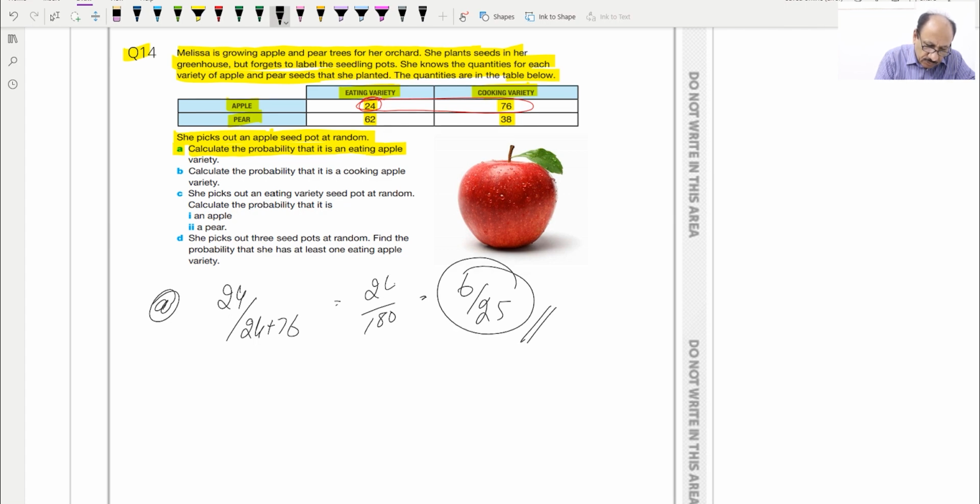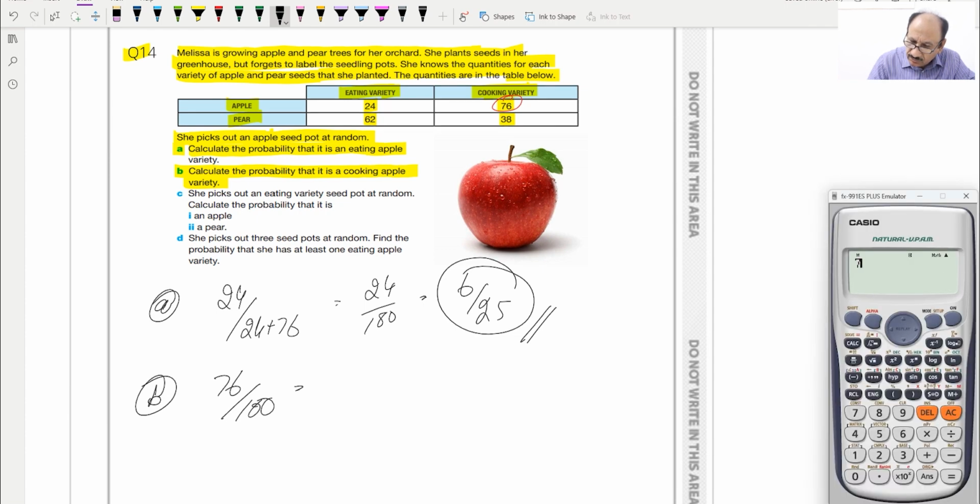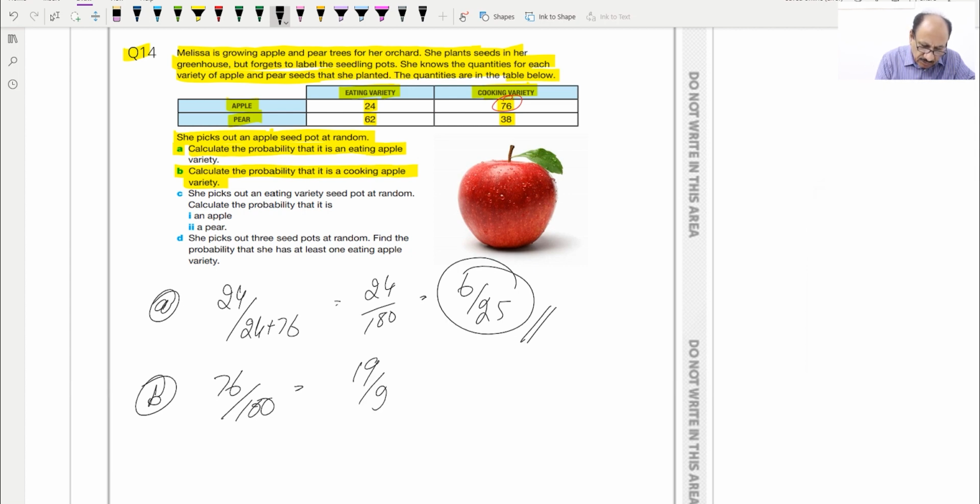Hopefully you understood this. Now for the B part, it says calculate the probability that it is a cooking apple variety. So cooking apple varieties are how many? These are 76 out of the total, which is again 100. So we can write it as 76 over 100, and after simplification, 76 divided by 100 results in 19 over 25. So 19 over 25 will be the answer for the B part.